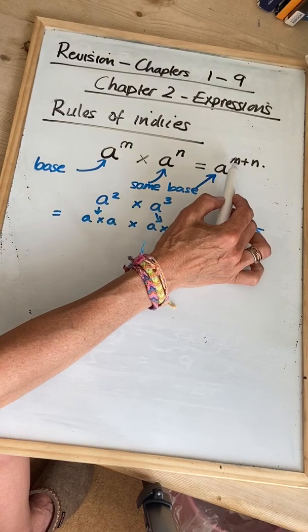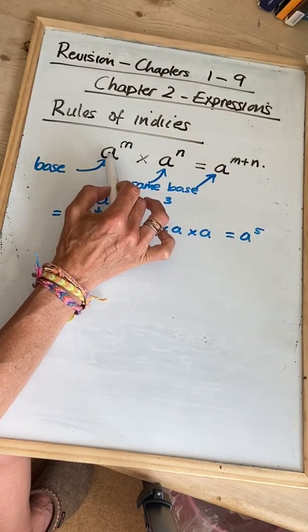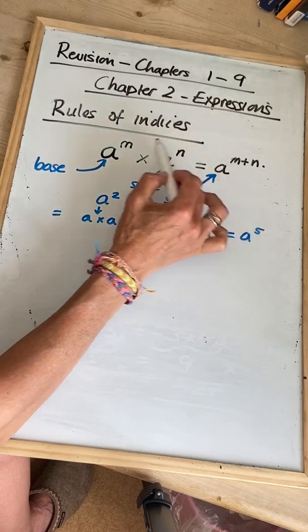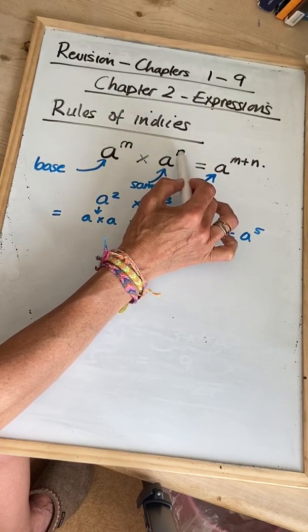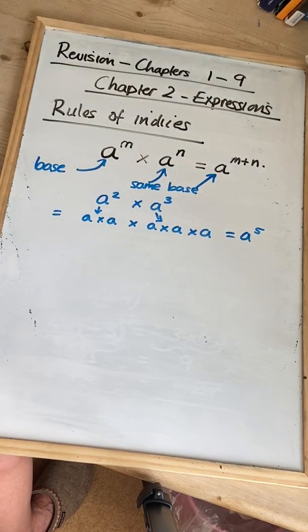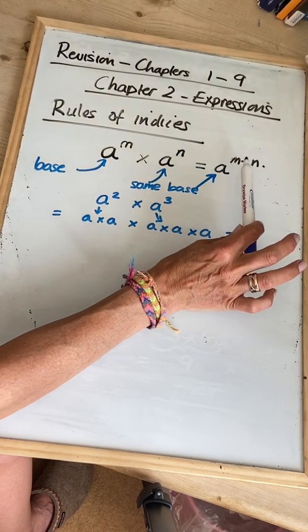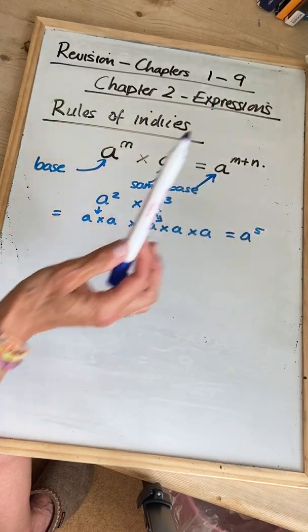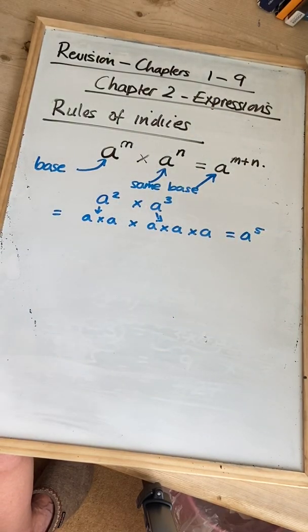Yeah, so that's how this works. If you've got the same base, so in this case it's a, and you raise each of those bases to a different power, then when you're multiplying them together, the power is the sum of those two powers. Yeah, this works with numbers as well.